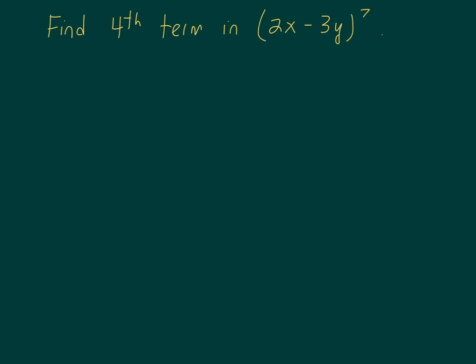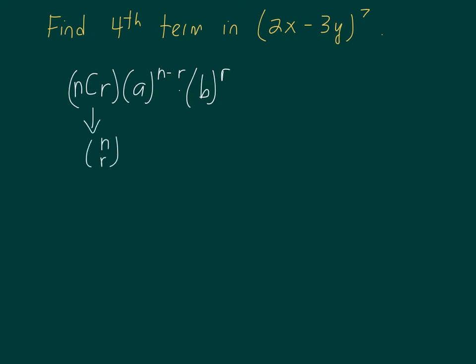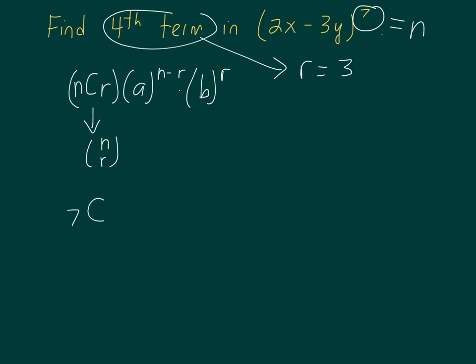So this is where we are going to use our binomial theorem: n choose r, times a to the n minus r, times b to the r. Remember, this piece is sometimes written as nCr. In this case, if I want the fourth term, that means right off the bat that my r value is 3 in this formula, and my n is always that power. So I'm looking to find 7 choose 3.